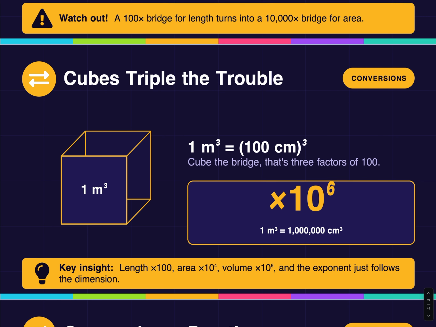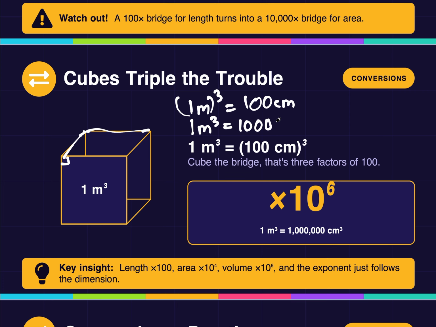Cubes are very similar. Now you're not looking at area, you're looking at volume, okay? So 1 meter is equal to 100 centimeters. But when you cube this, it becomes 1 cubed times meter cubed is equal to 100 cubed, which becomes 1,000,000, because 100 cubed, since there are 2 zeros, there's going to be 6 zeros, right? Now, that's going to become centimeters cubed.